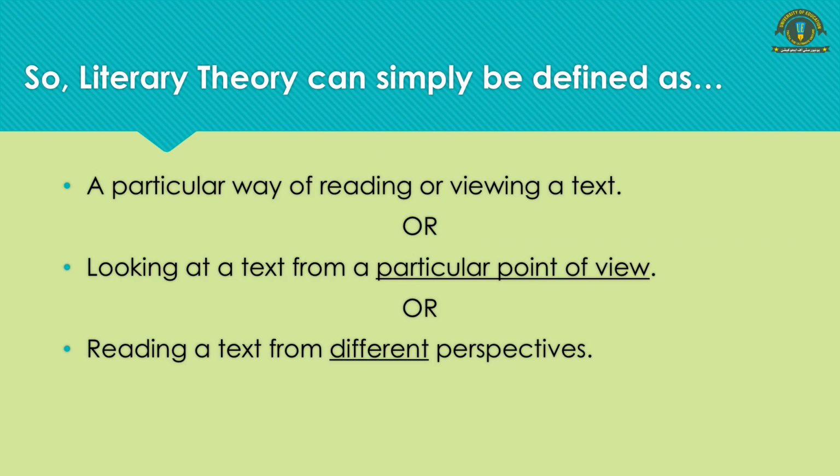So, in reference to the previous two slides, literary theory can simply be defined as a particular way of reading or viewing a text, or it can be defined as looking at a text from a particular point of view, or reading a text from different perspectives or a specific perspective. So we can say that a literary theory is a way of looking, a way of reading, a way of viewing a text or an experience from a specific perspective.